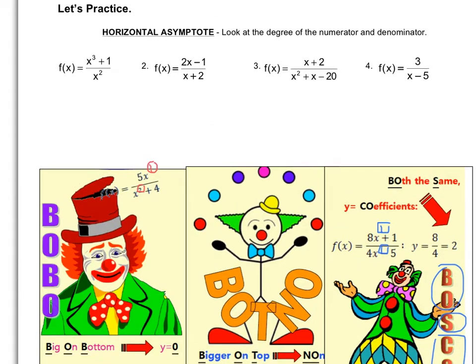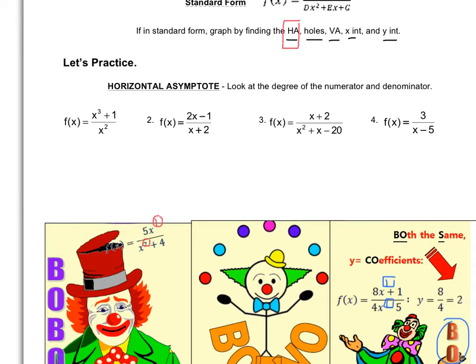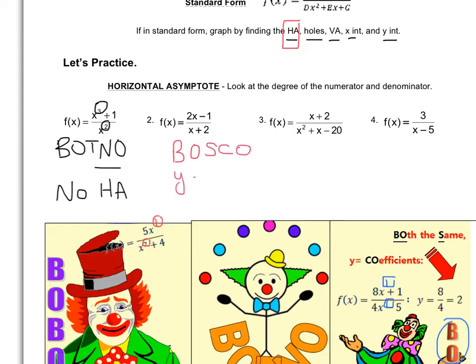Now let's try to practice this. Now, as I can see, this is a Butno. So since the bigger power is on the top, 3 and this is 2, then NO stands for no horizontal asymptote. Okay? Now let's look at the second example. I can see that there's a Bosco over here because the power of the x is 1 and here it's 1, so both are the same, Bosco. So y is equal to the coefficients. The coefficient over here is 2 and here it's 1. So my y equals 2 over 1, which is 2. So y equals 2 is going to be my horizontal asymptote.